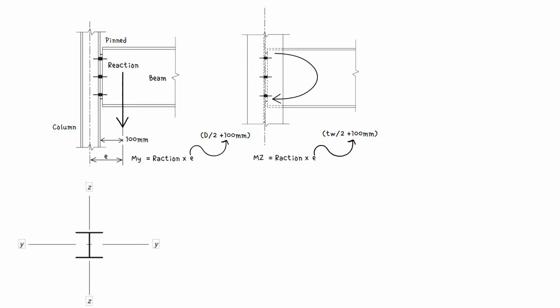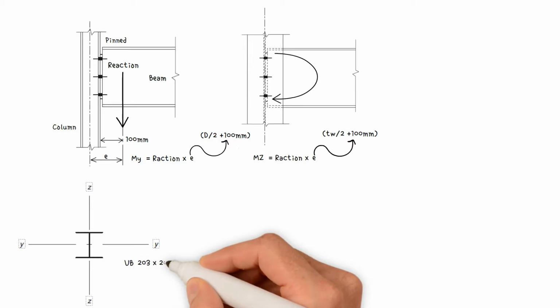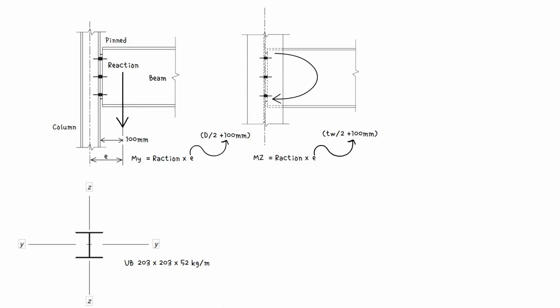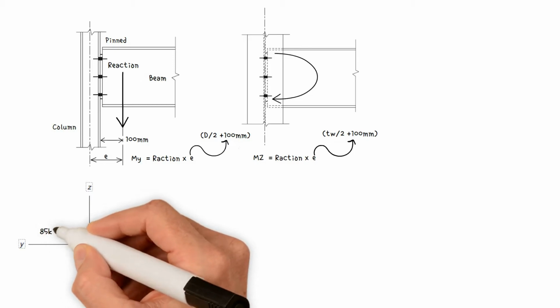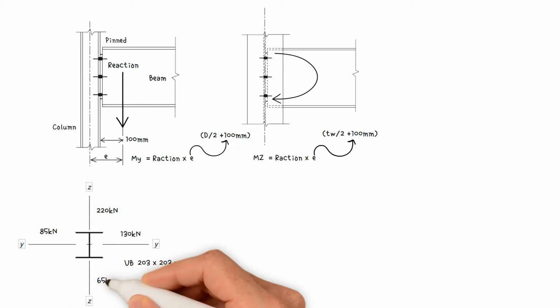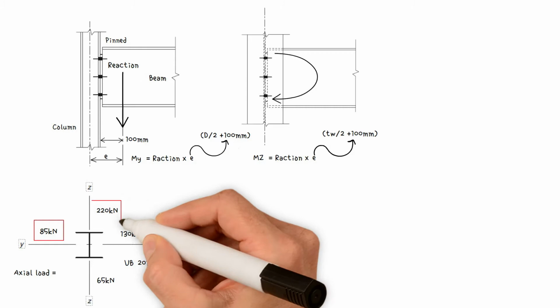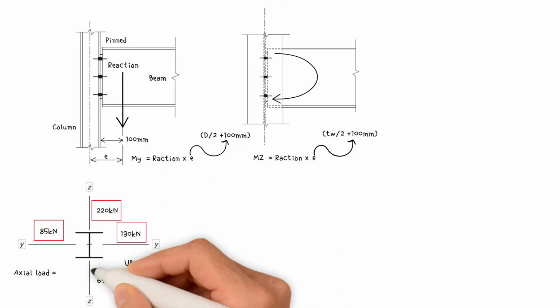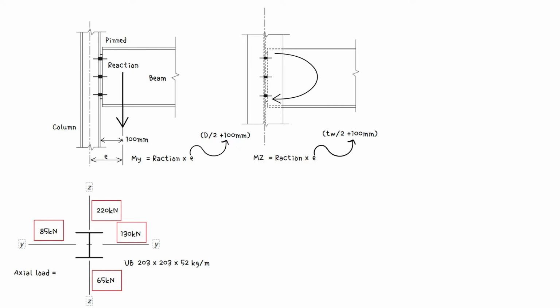Let's take a simple example. We have a 203 by 203 by 52 kg per meter universal column which supports 4 beams. The design reaction force from each beam is as shown. So, how can we work out the axial force and the moments for which the column must be designed? First, working out the design axial load, which is simply the sum of the loads. So, axial load equals 85 plus 220 plus 130 plus 65. This gives us a value of 500 kilonewtons.